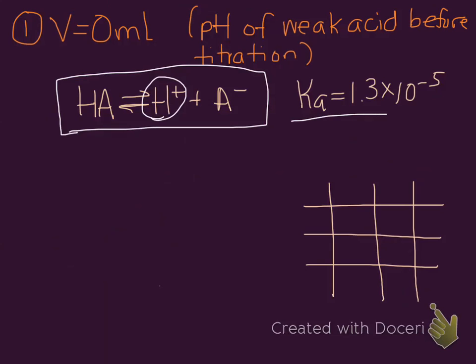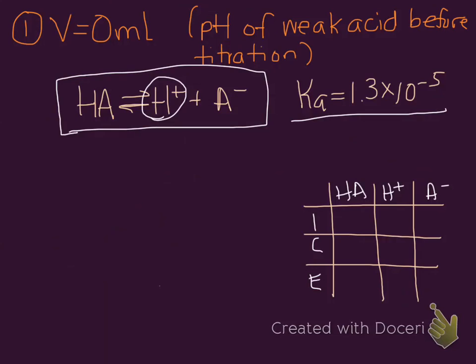And I have the Ka value. I looked this up on the chart that you have in your notes, and it's 1.3 times 10 to the negative 5. That's a very important value to have. And we'll set up our ice chart. And I know some of you guys aren't setting up ice charts anymore because you know it's just going to be x squared over the molarity. But I shall set it up.